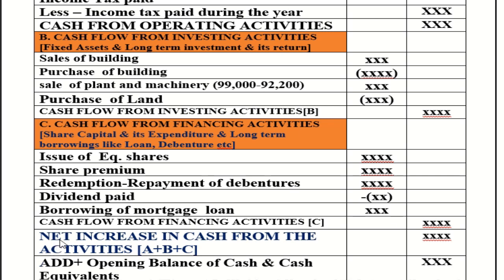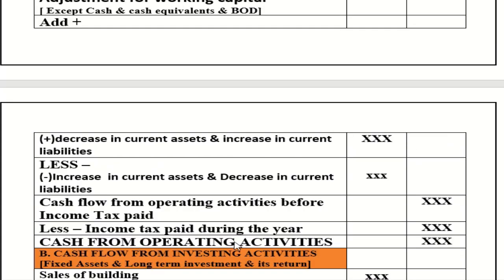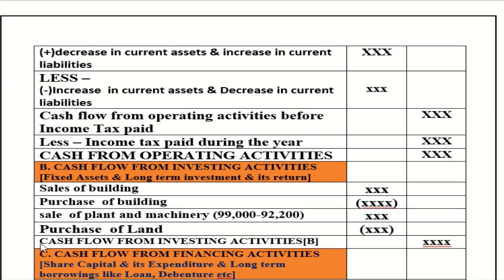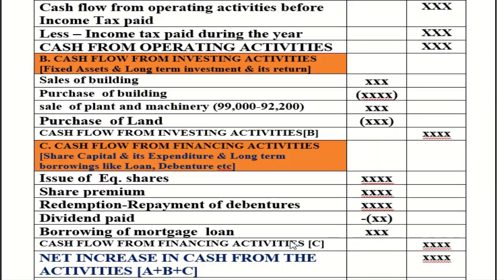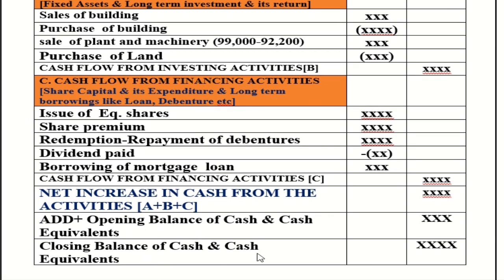Next will be the net increase in cash from the activities, that is A, B, C. What is this A? A is cash flow from operating activities, B is cash flow from investing activities, and C is cash flow from financing activities, the aggregate of these three activities. Then to this you have to add the opening balance of cash and cash equivalents. Then you will get the closing balance of cash and cash equivalents. This will be your answer, and you have to refer to the balance sheet. So this is how you have to prepare a cash flow statement.